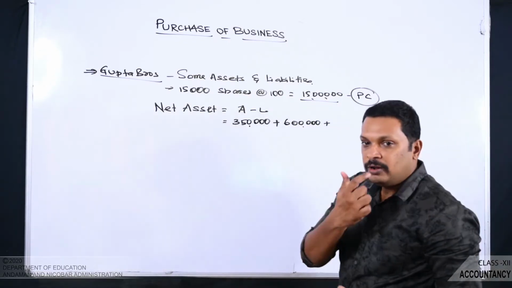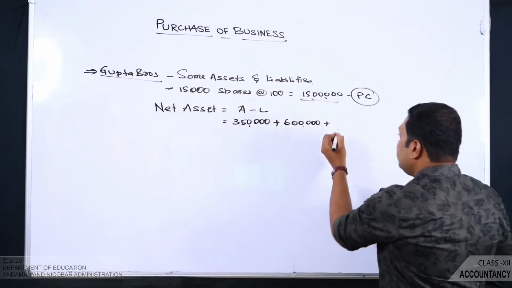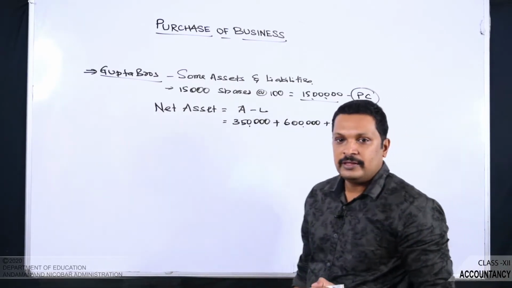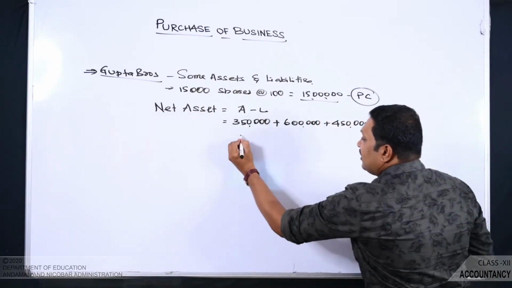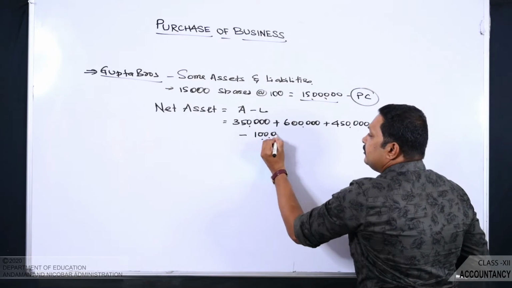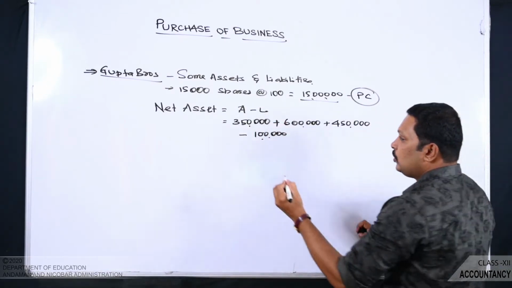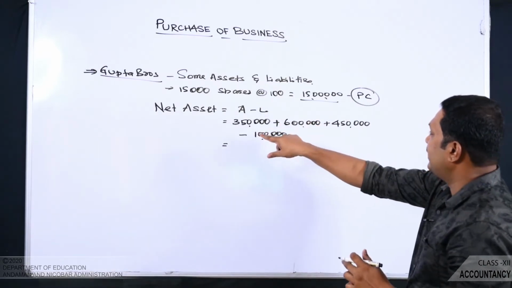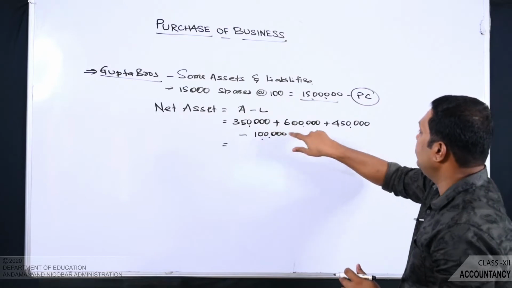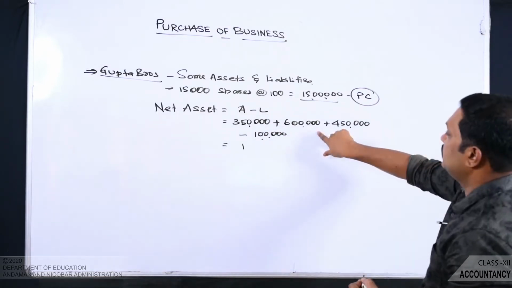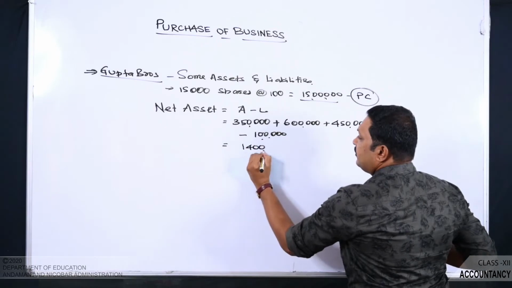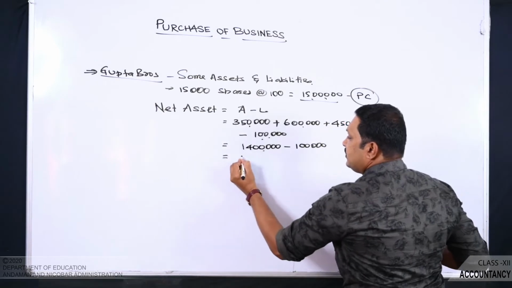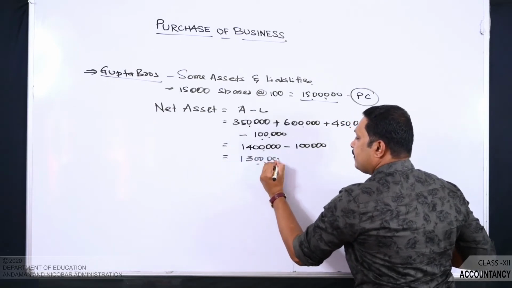Then stock in trade is given. That is also an asset, 4,50,000. Right? Then what is given? Sundry creditor is given. That is a liability, so that should be deducted. So what is the net amount? 3,50,000 plus 6 lakh is 9,50,000, plus 4,50,000 is 14 lakh. 14 lakh minus 1 lakh. So the net asset is 13 lakh only.